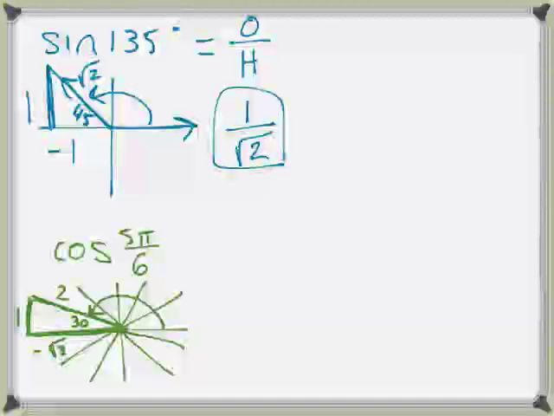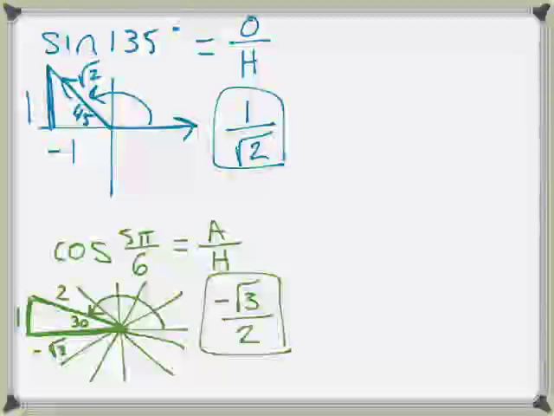So now we're ready to SOHCAHTOA. What's SOHCAHTOA for cosine? Adjacent over hypotenuse. What is adjacent? Negative square root of 3. And hypotenuse? 2.